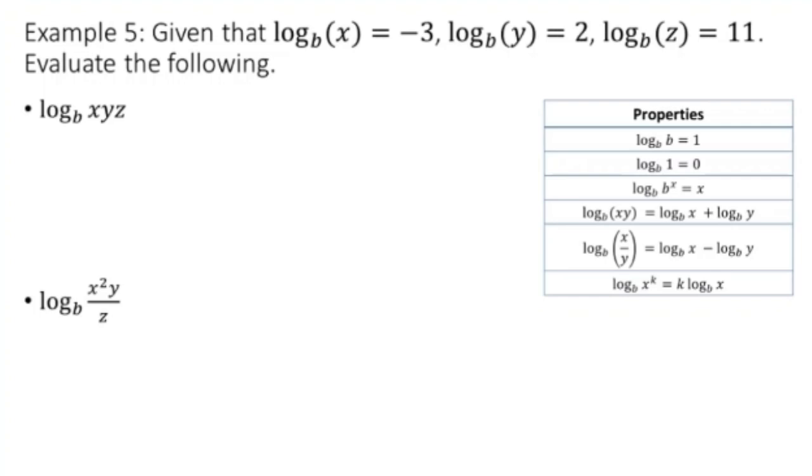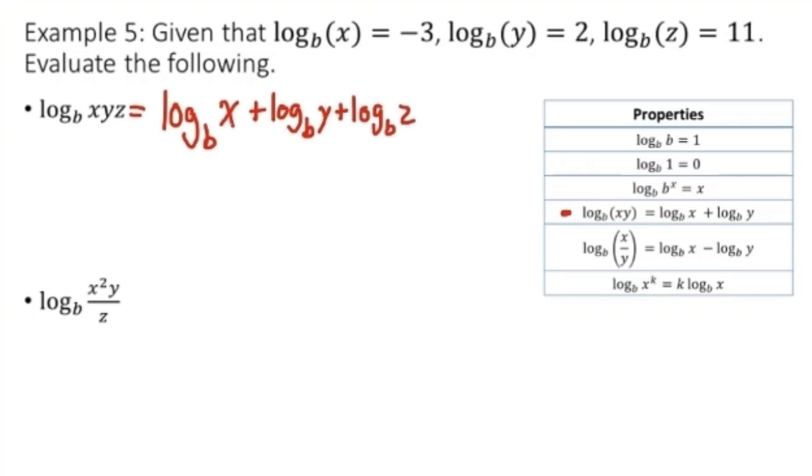We want to figure out the value of log base b of xyz. Since xyz is not one of our known values, we need to use our properties in order to rewrite our log, so that way we can see the log base b of x, the log base b of y, and the log base b of z. Since we're taking the log of a product, then we can use our product rule on the right and rewrite log base b of xyz as log base b of x plus log base b of y plus log base b of z.